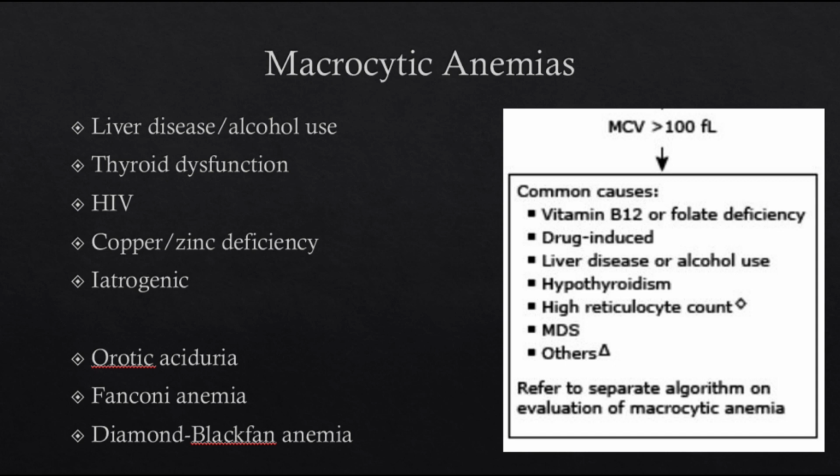And then finally, some of the congenital things that are super rare in real life, but the tests just love to throw on there: orotic aciduria, Fanconi anemia, and Diamond-Blackfan anemia. I won't go into too much detail here just because they're a little nuanced and not too common.